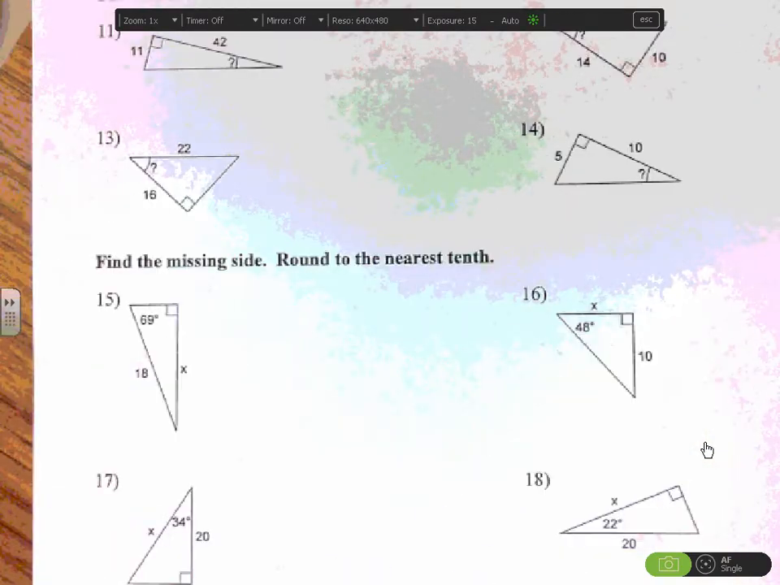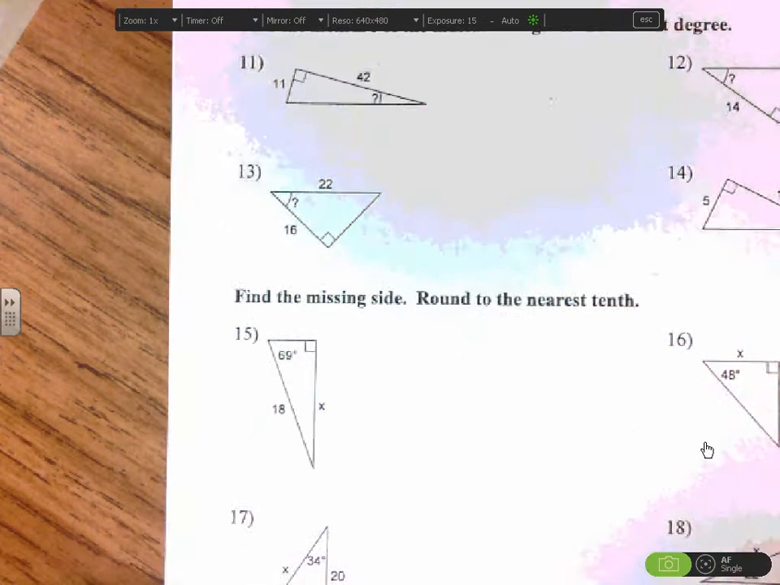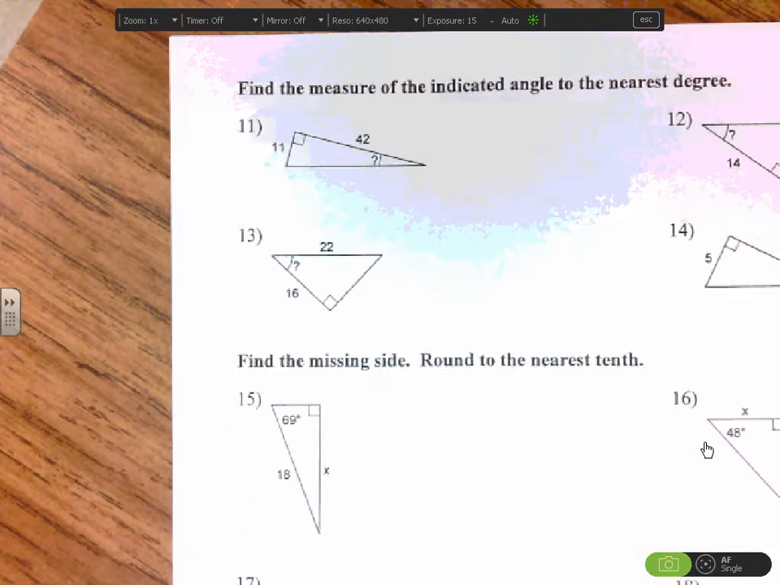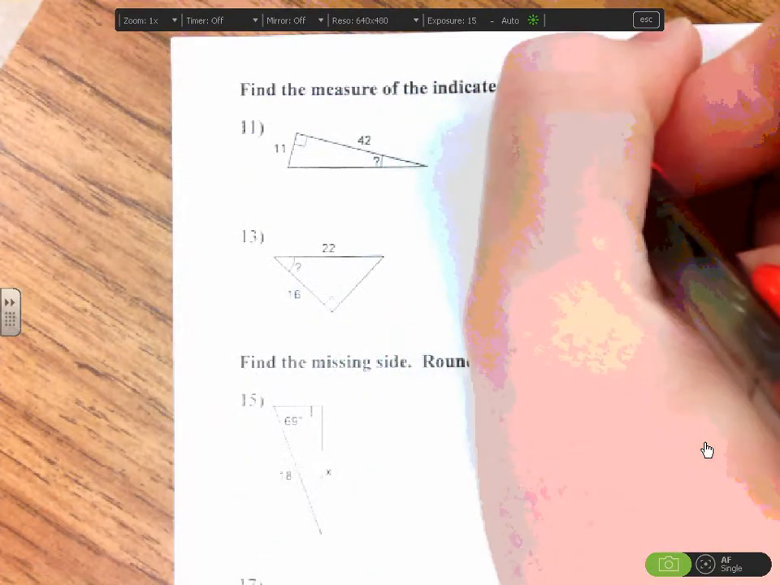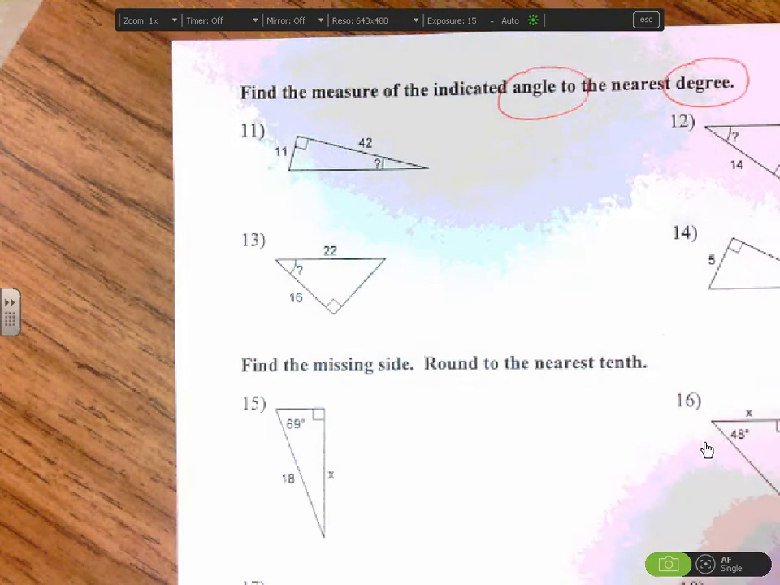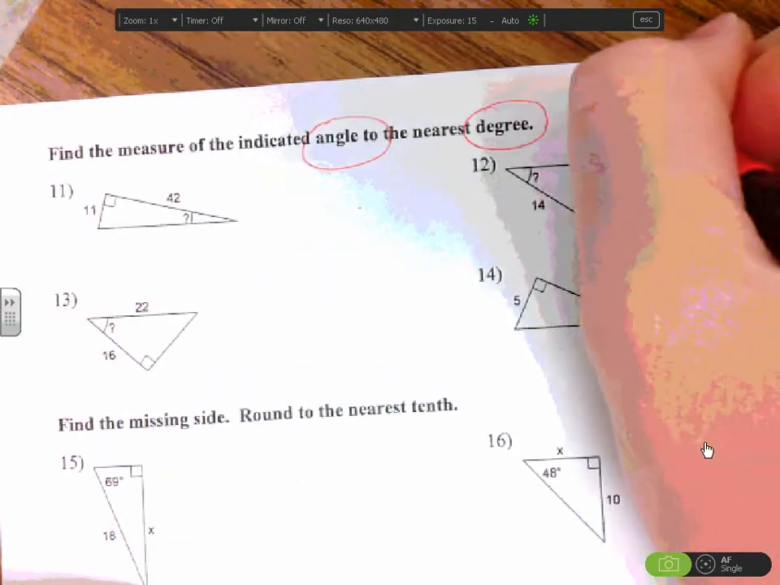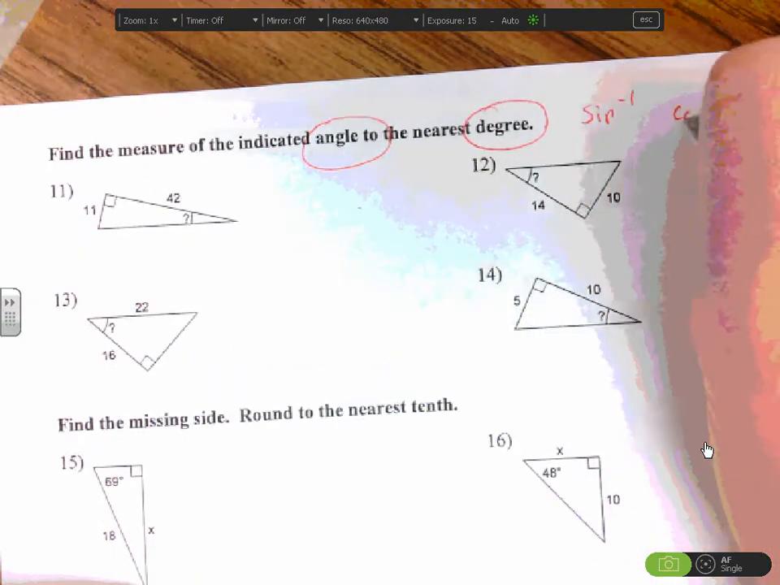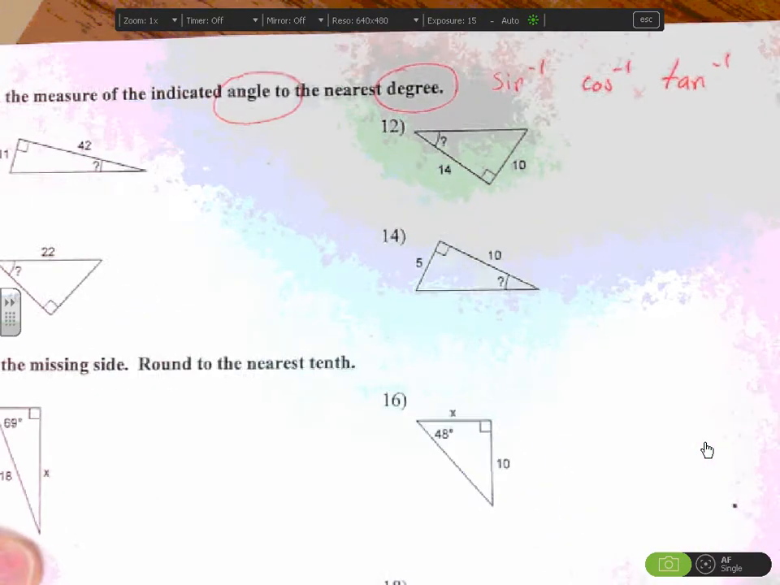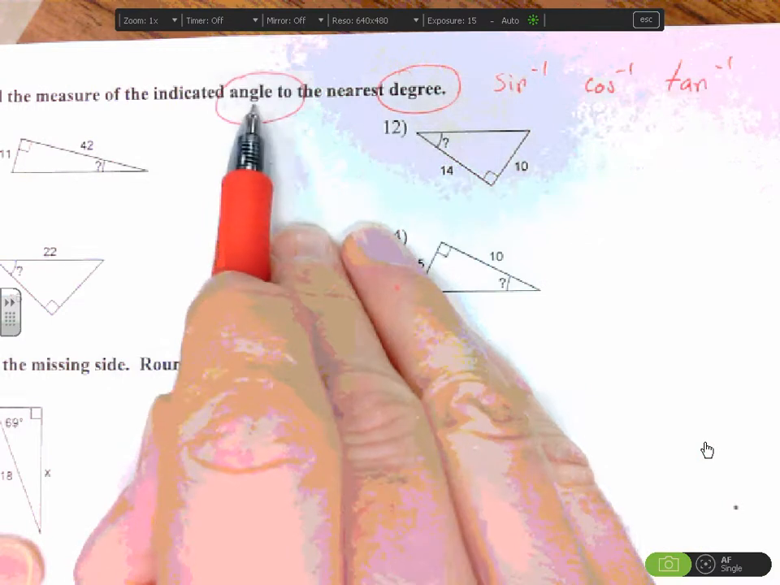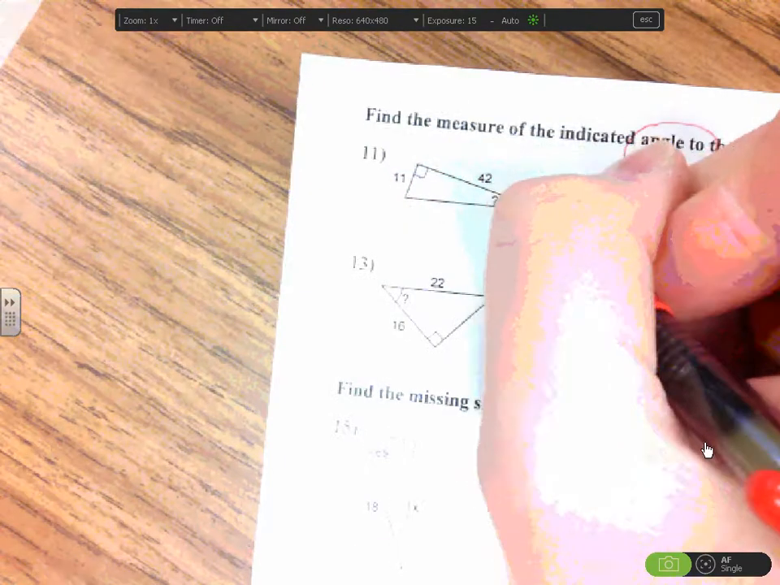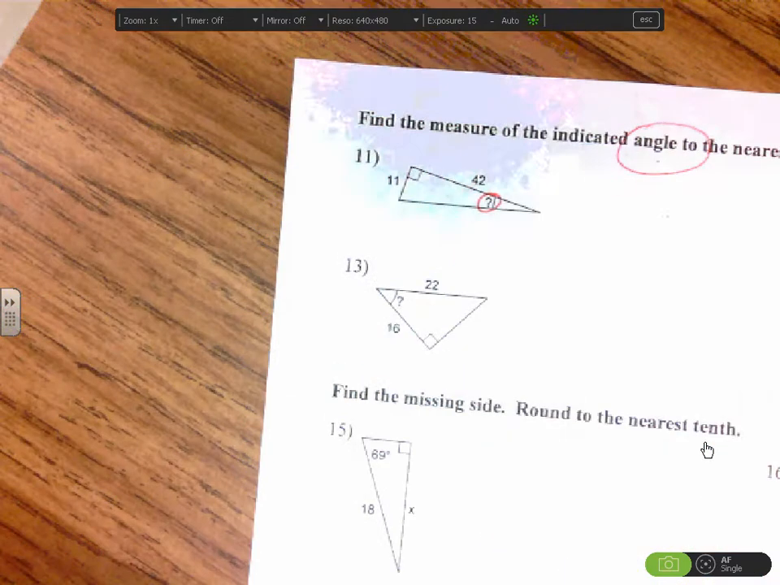On the back, number 11, find the measure of the indicated angle to the nearest degree. This is where we use inverse sine, inverse cosine, or inverse tangent, because we're trying to find the angle measure. So this angle is the one I'm trying to find.